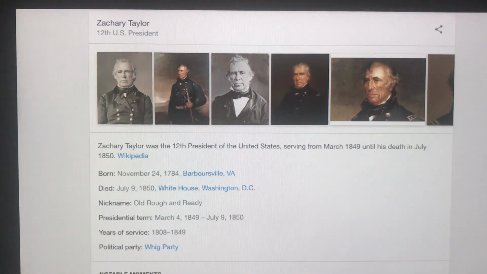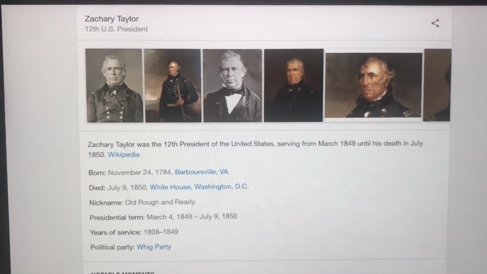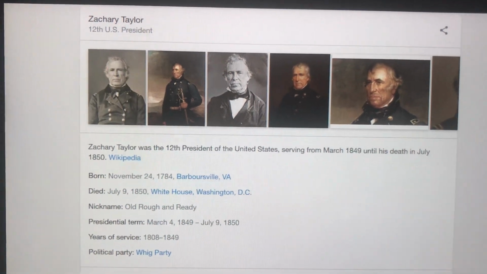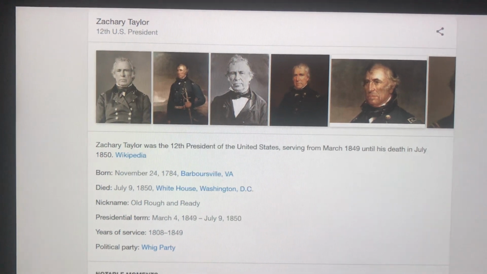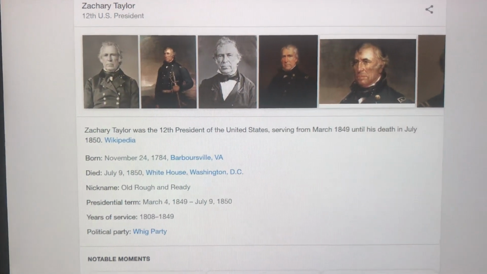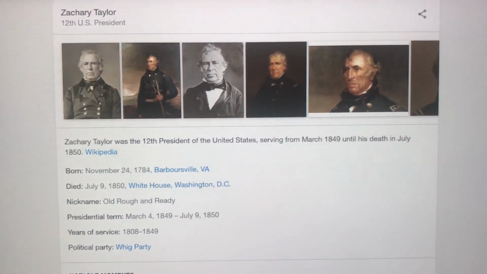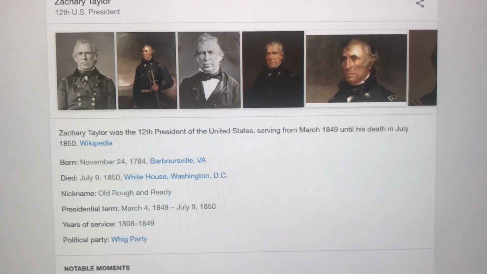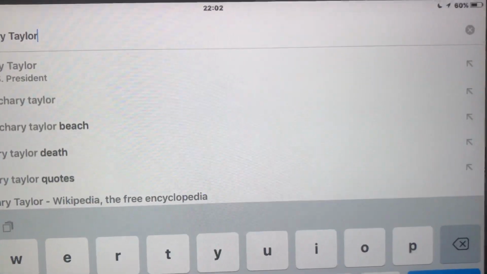Zachary Taylor, 12th President of the United States, 1784 to 1850. Zachary Taylor was the 12th President of the United States, serving from March 1849 till his death in July 1850. So Zachary Taylor, he does look like a fighter because he has a sword right there, of course. But anyway, we're going to go to his timeline.